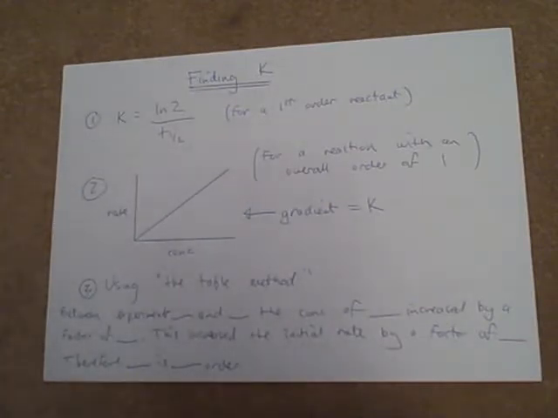If you're going to try and explain how that table tells you K, use the sentence below. Between experiments blank and blank, the concentration of blank increased by a factor of blank. This increased the initial rate by a factor of blank. Therefore blank is blank order.